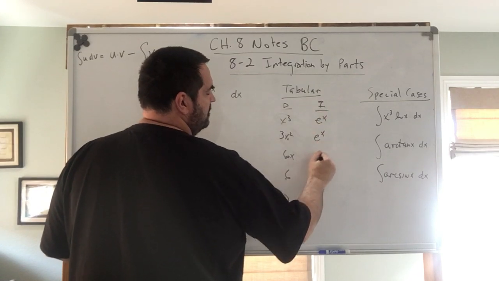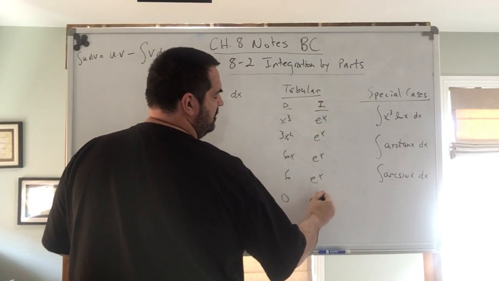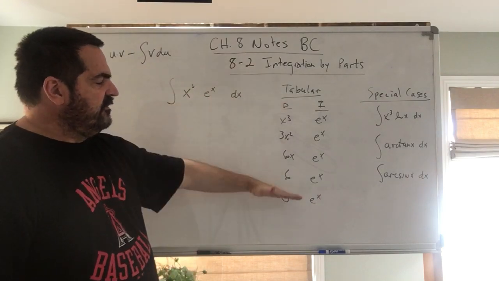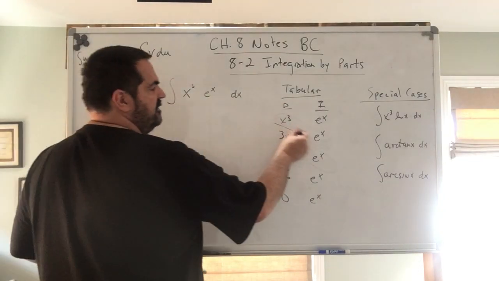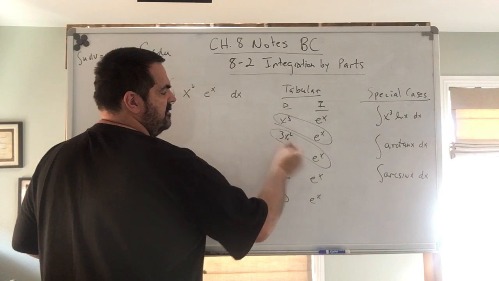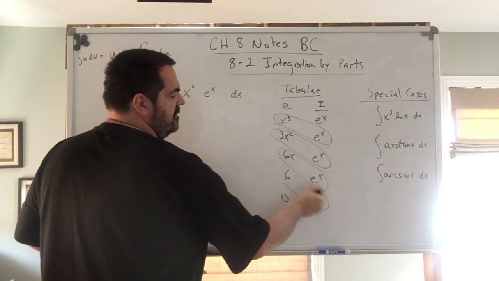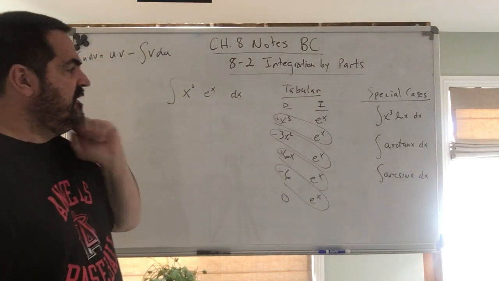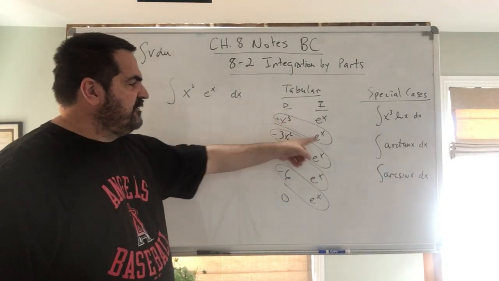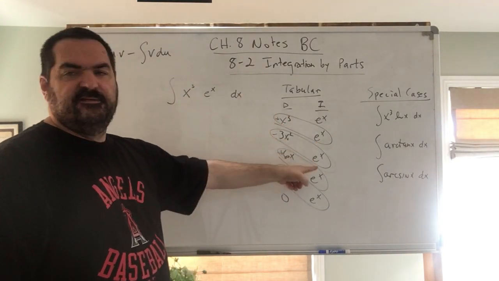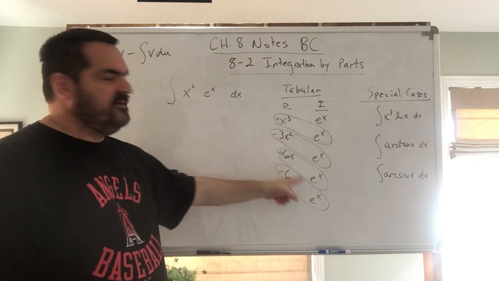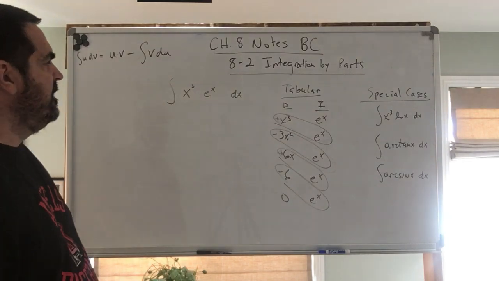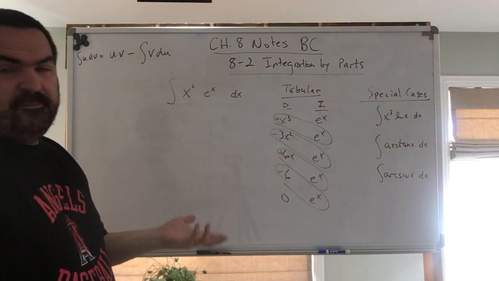The integral of e^x is itself over and over. Make sure those columns are the same length. So my solution, and remember you alternate signs again, is x cubed e^x minus 3x squared e^x plus 6x e^x minus 6 e^x plus c. Okay? So that's the tabular method. Those are the main things you have to know.